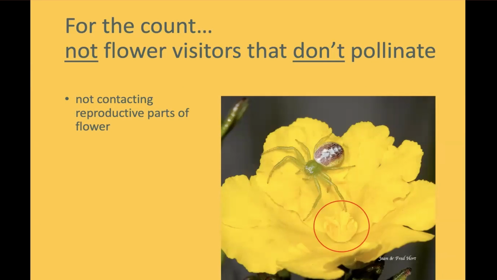Unlike other insects or other arthropods that might visit flowers, such as this sneaky little crab spider, it will hang out and wait to collect and eat other insects that are usually pollinators. The spider usually hangs out on the petals and it doesn't actually touch the reproductive parts of the flower. So you can't consider it a pollinator.